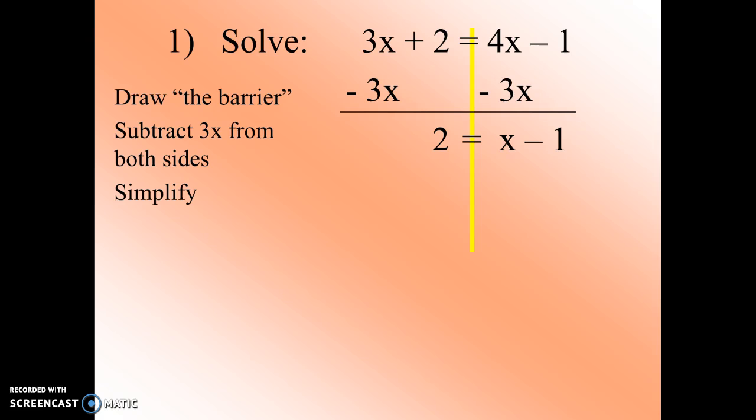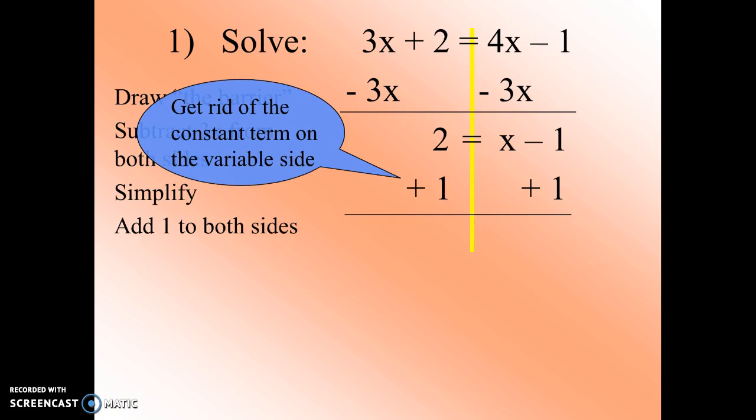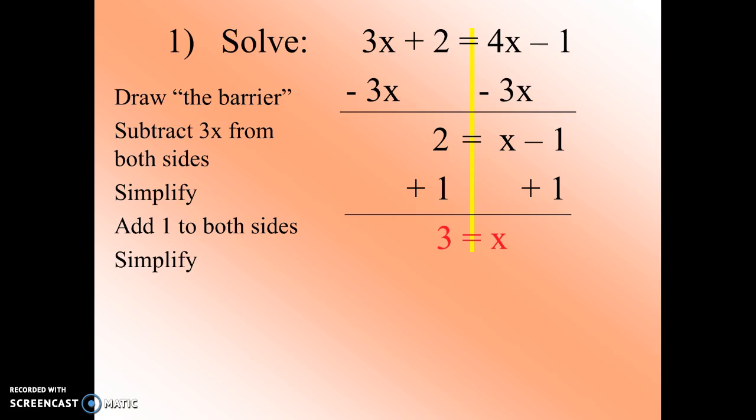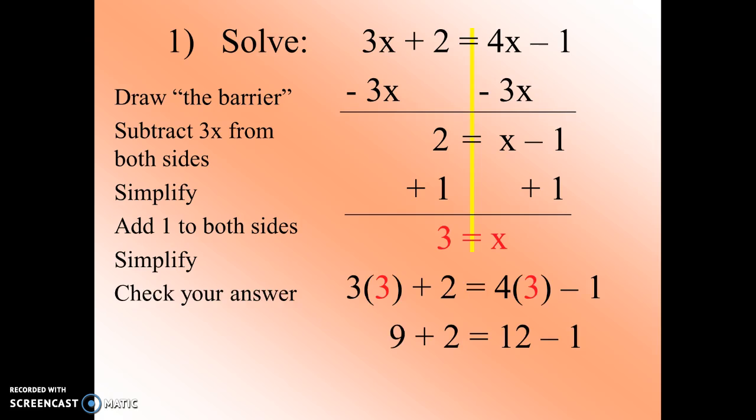The thing is, the 1x is not by itself. I have a minus 1 there, so I'm going to have to add 1 to both sides to get rid of that, leaving me with x equals 3. And remember to read it from the variable. You can check this by replacing it back in and making sure that the left side equals the right side. As you can see, 11 equals 11.